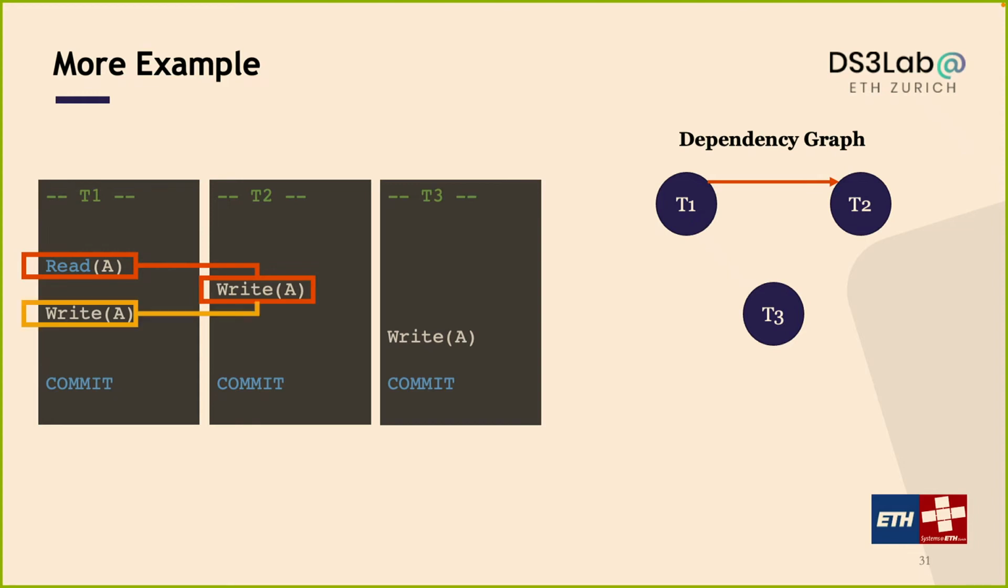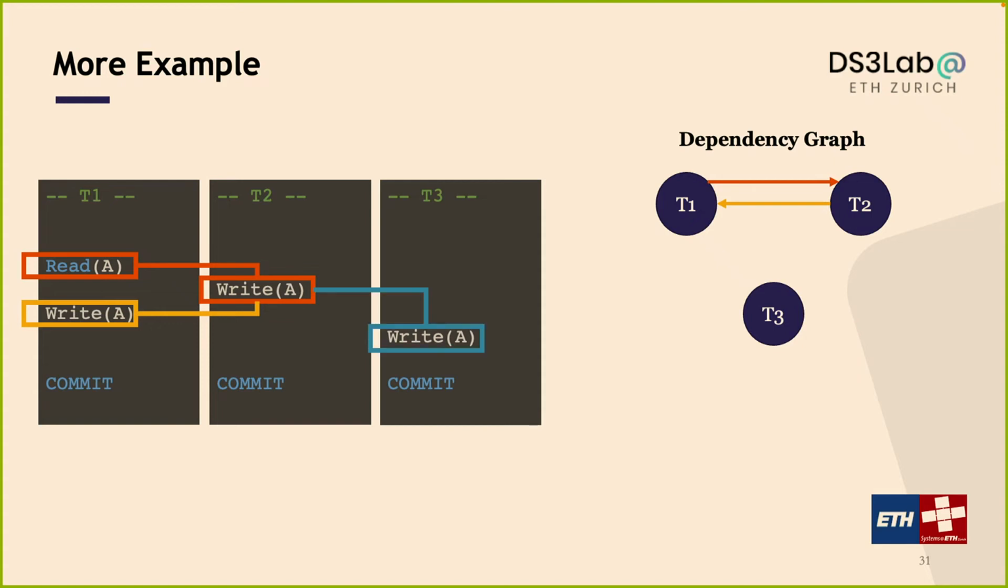And then if you look at this pair, there's a conflict. T2 happened earlier, so you have an edge from T2 to T1. So at this moment, you are done. There's already a loop in the graph, so this one cannot be conflict serializable.